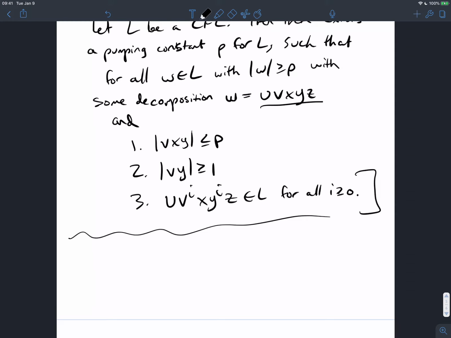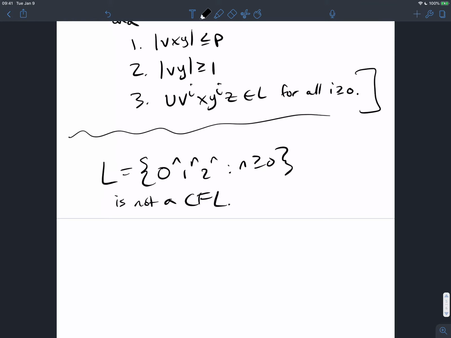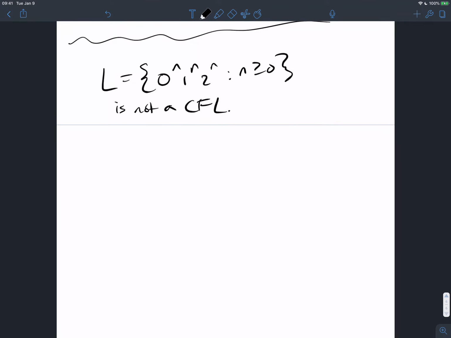Any other questions? Okay, let's actually prove the language is not context-free. So this is going to be our prototypical one, just like 0 to the n, 1 to the n was for regular. I want to show that this is not a CFL. How should I start? Assume that it is. Okay. L is a CFL. One line down. What do we do next?